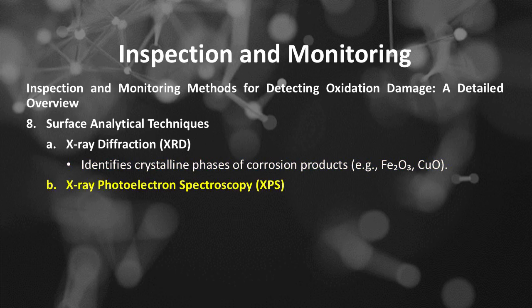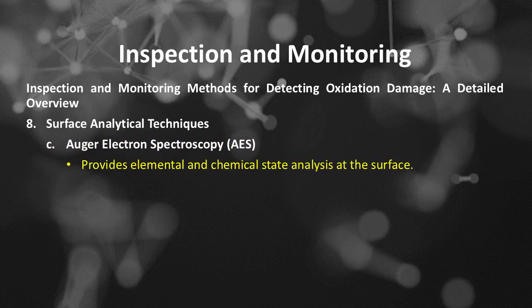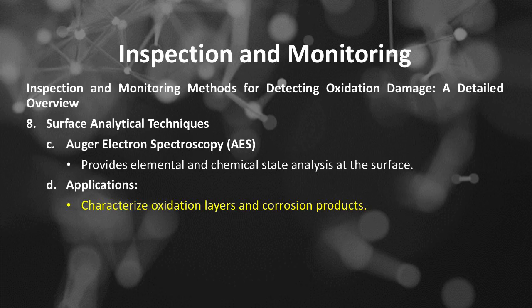Number B of surface analytical techniques is X-ray photoelectron spectroscopy or XPS. Determines chemical states of surface elements. Number C of surface analytical techniques is Auger electron spectroscopy or AES. Provides elemental and chemical state analysis at the surface. Surface analytical techniques applications include: characterize oxidation layers and corrosion products.